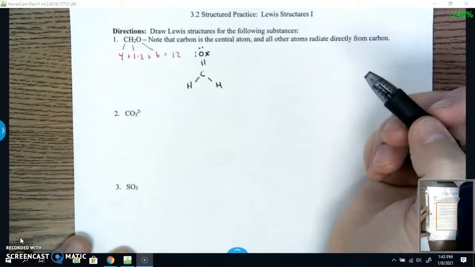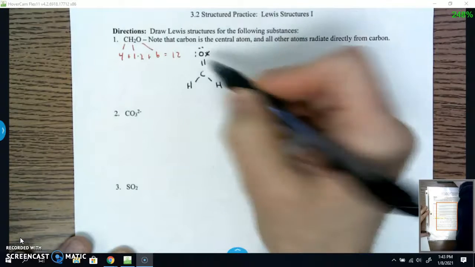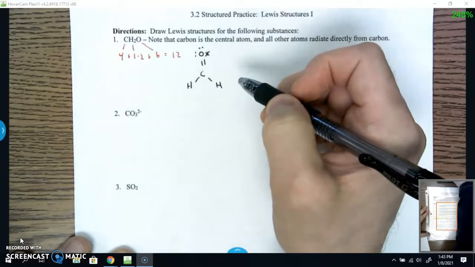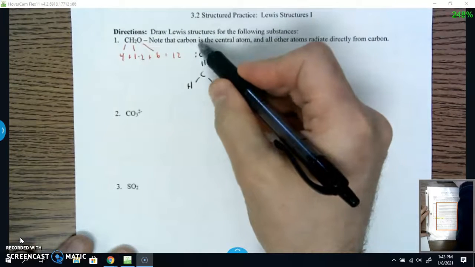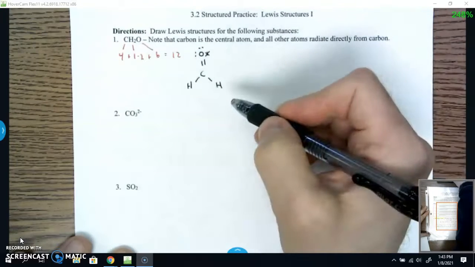Step number 2 for double checking is to make sure that each atom, with the exception of hydrogen, is following the octet rule. So here's carbon. Carbon has 2, 4, 6, 8 around it, so it's stable and happy, following the octet rule. Here's oxygen, 2, 4, 6, 8. It's following the octet rule. So this is our final structure for formaldehyde, CH2O.